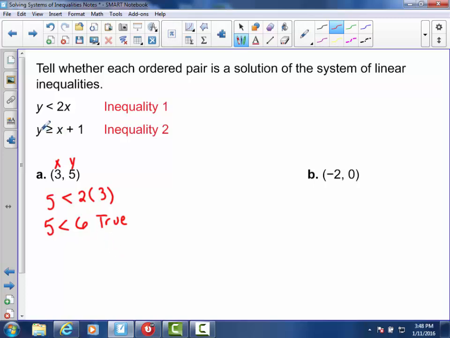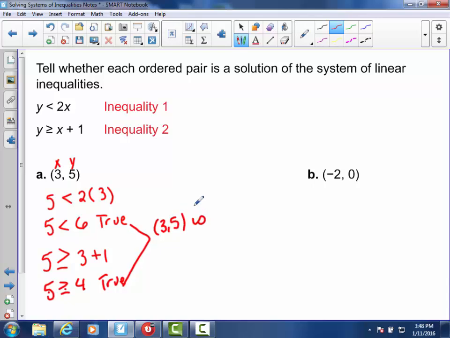Now we'll take the second inequality statement. Y is still 5. X is still going to be 3, so 5 is greater than or equal to 3 plus 1. Well, 3 plus 1 is 4. 5 is greater than or equal to 4. That is also true. Since both are true, this means (3, 5) is a solution.